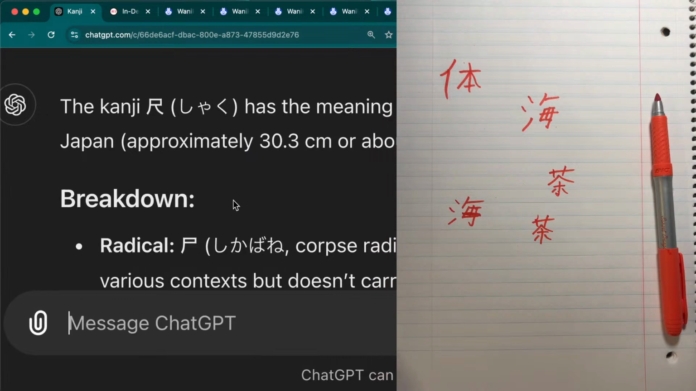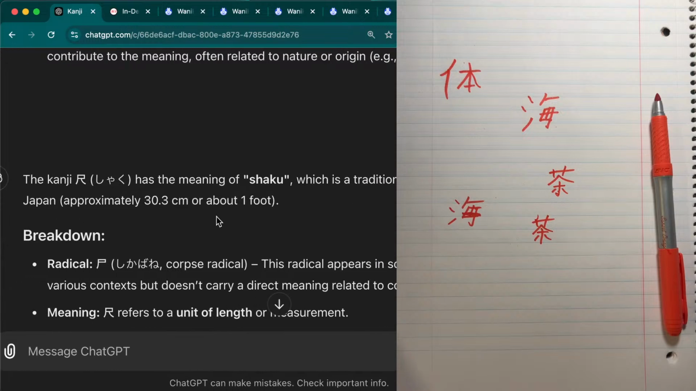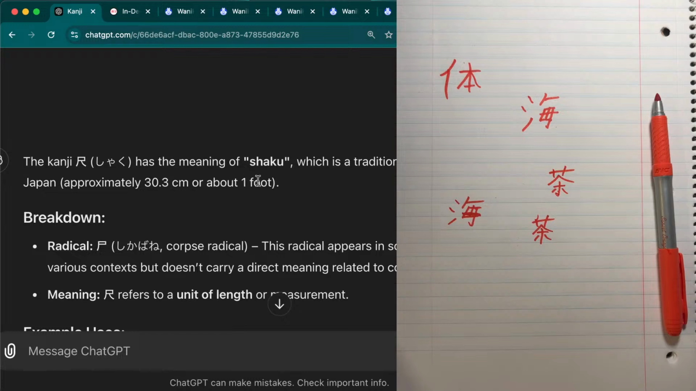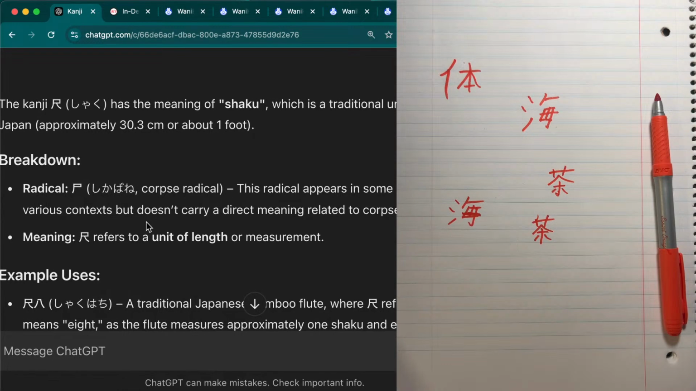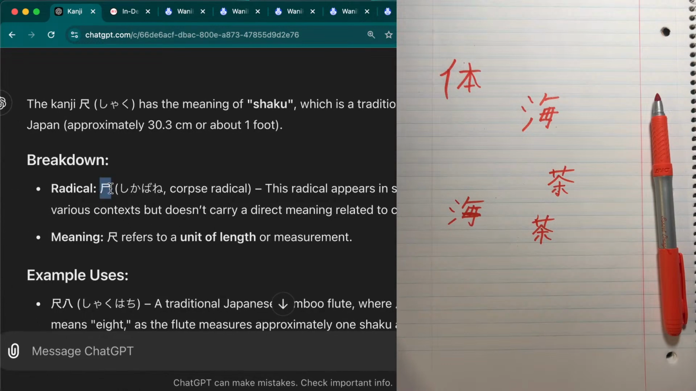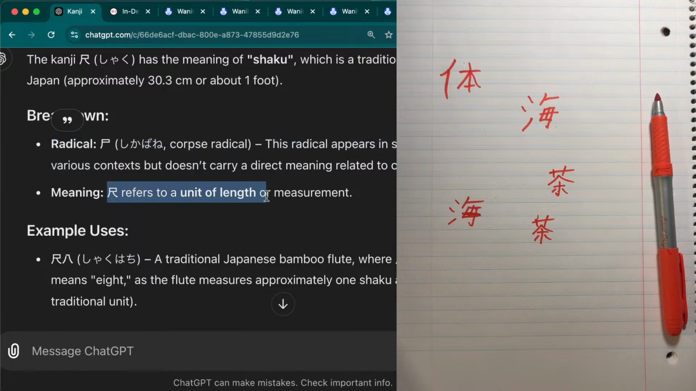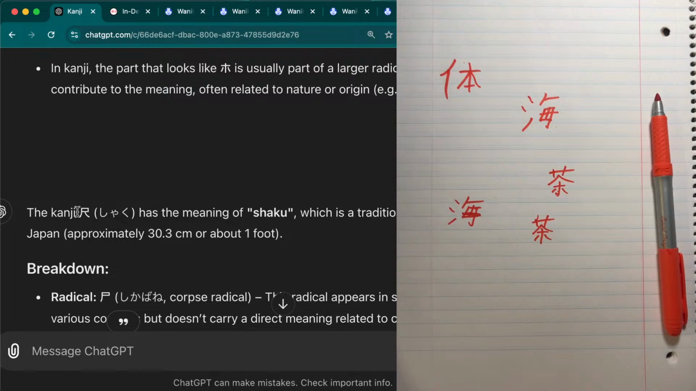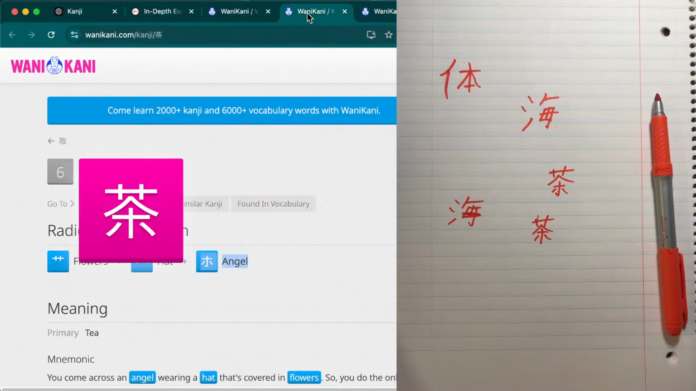Okay, the kanji shaku has the meaning of a traditional unit of measurement in Japan. Huh, okay. A traditional unit of measurement, about a foot. Corpse radical. I don't know if I fully believe this right here, but it refers to the unit of length or measurement. Okay. It sort of makes sense. Horse and the measurement, like trains have to deal with distances and stuff like that. So, okay.